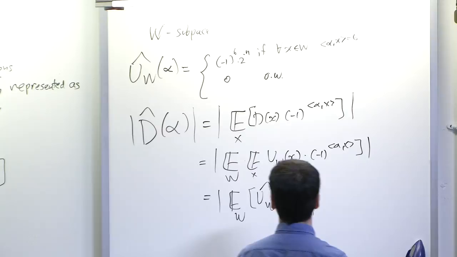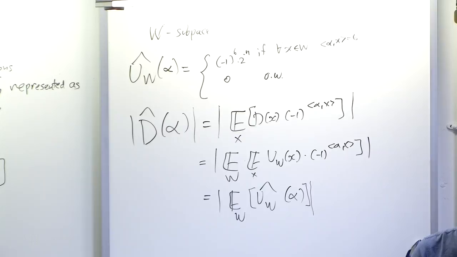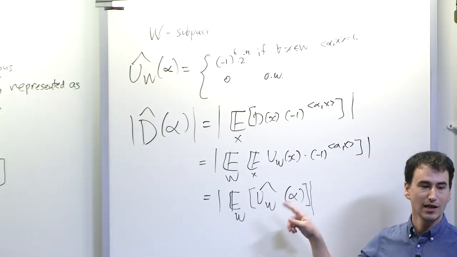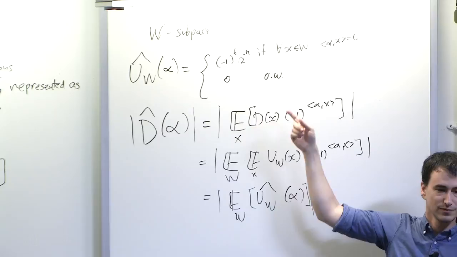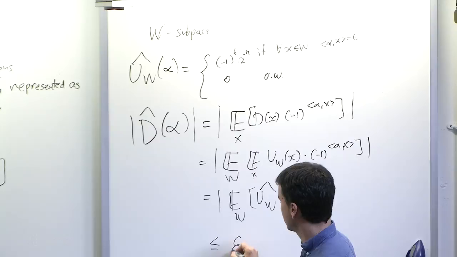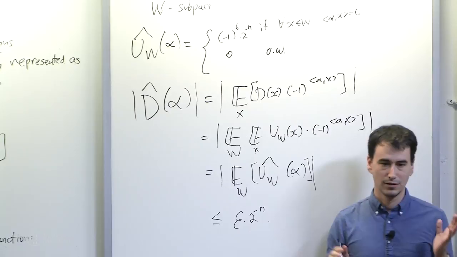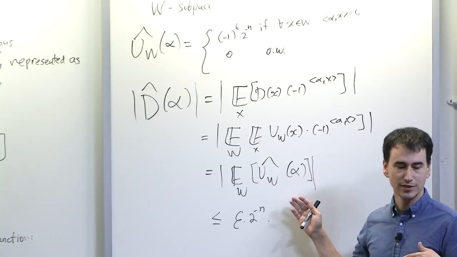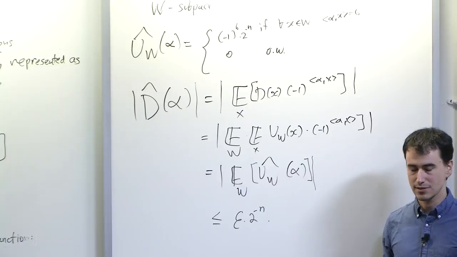Right, and what do we know? We know that for a particular alpha, only an epsilon fraction of them has this thing, and all the rest have zero. So this would be at most, in absolute value, epsilon times 2 to the minus n. Whenever alpha is orthogonal to W, we would have 2 to the minus n. Whenever it's not, we would have zero.